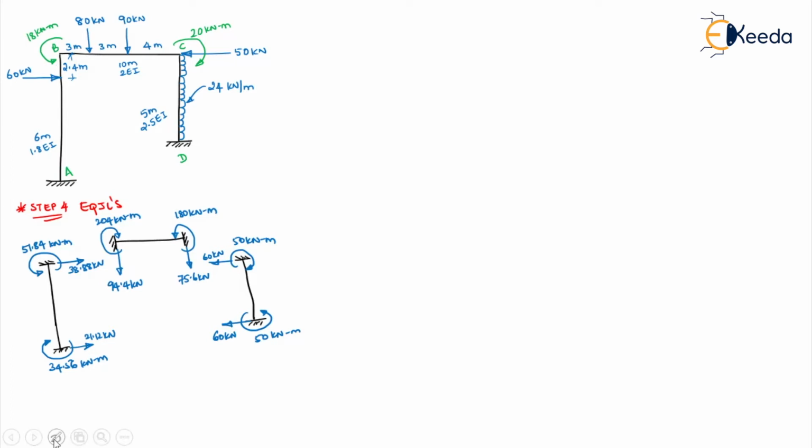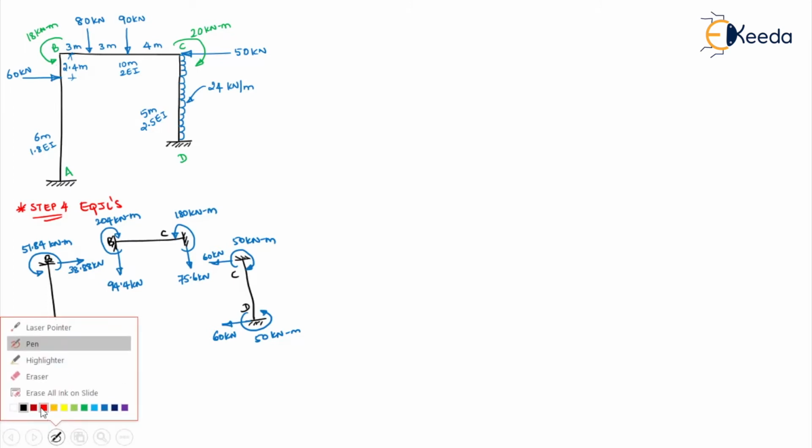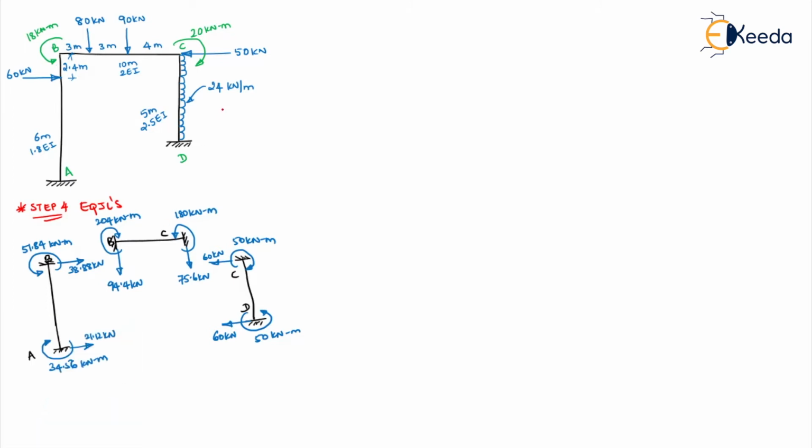So let's put the naming also, because further we need to refer to this. So this is your B, C, and D. Right. Once you are done with your EQJL, what is your next step? Finding your load matrices. So step 5 is what? Load matrices. So first let us do PL.